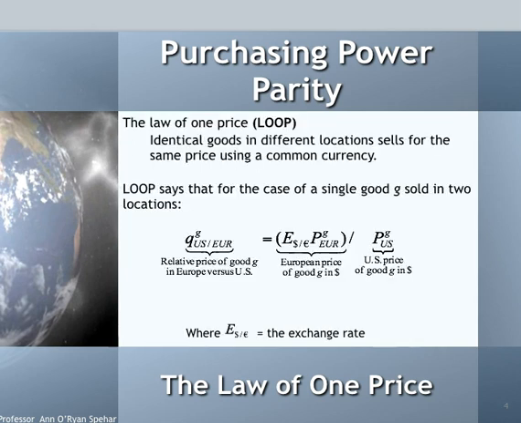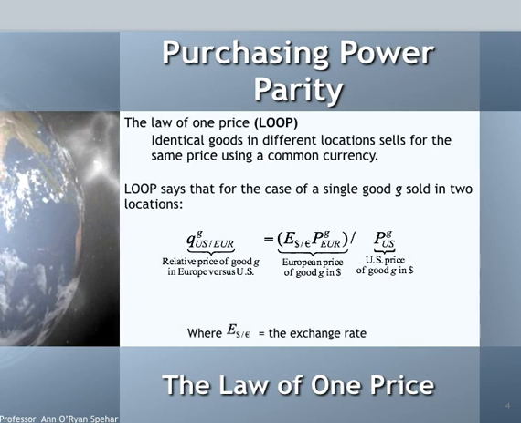So let's start with the law of one price and just explain this in terms of an equation. So let's take a look at the law of one price for just a single good that's both sold in Europe and sold in the United States. And let's consider the relative price of the good in the United States and in Europe. And let's take the ratio of the two. Now, if I were to take the ratio of the price of good G in Europe and divide it by the price of the good in the United States, if the law of one price really holds, I would expect the relative price to equal 1, right?